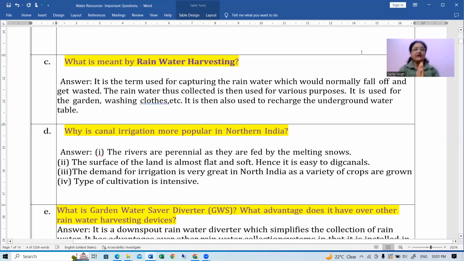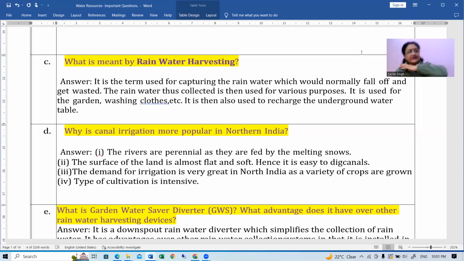Now, what is canal? Why is canal irrigation more popular in northern India? Now just think of it. Why is it that you'll find a number of canals, especially in the northern plains, if you talk about Punjab, Haryana, Western UP, even Bihar and all, you'll find several canals are there, right? What makes it so important, so popular in the northern plains? So for that, you just think of it. For construction of canals, what is required?